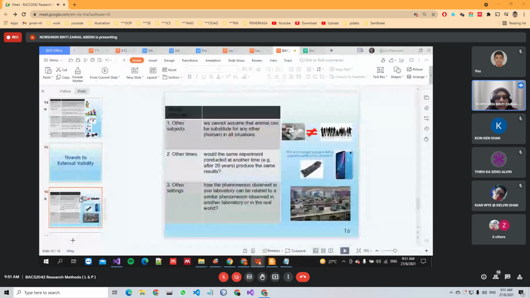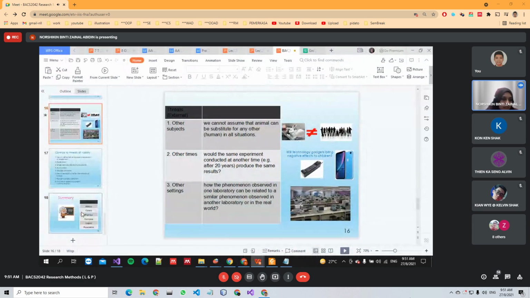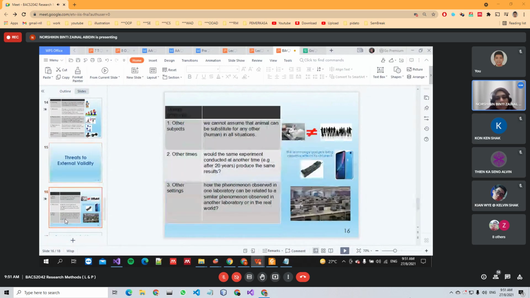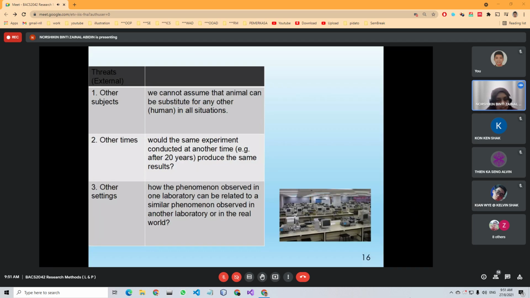Okay, then let's proceed to this one, threats to external validity. Before we go, let's see what external validity is. External validity is, like I said just now, up to which extent we can change our environment. For example, students in online classes, we change the environment to a working environment.